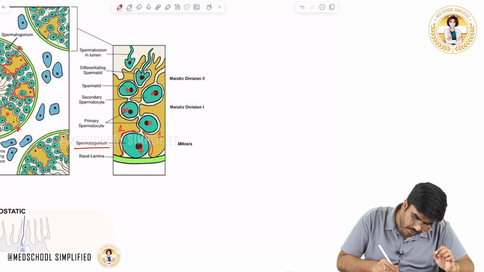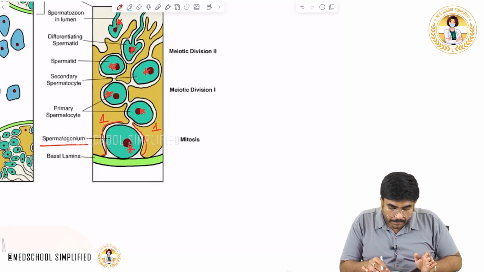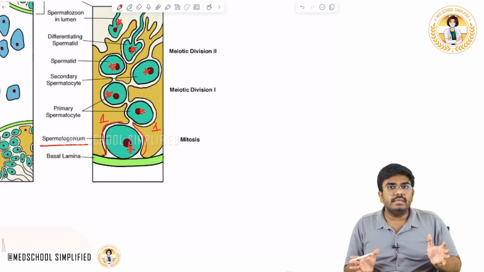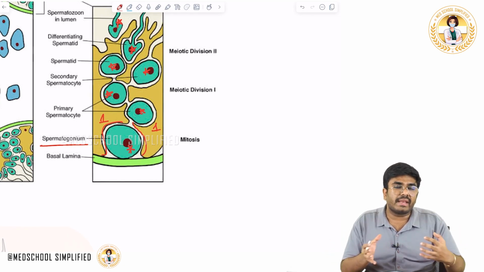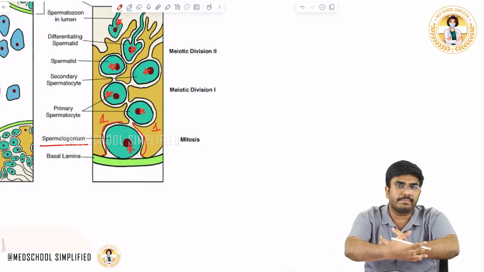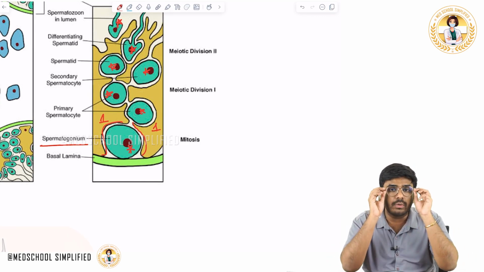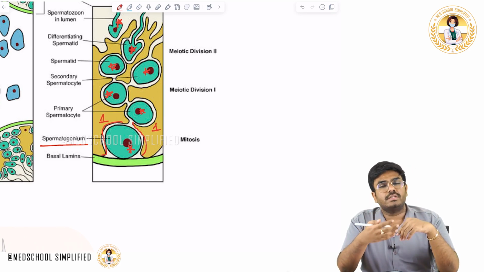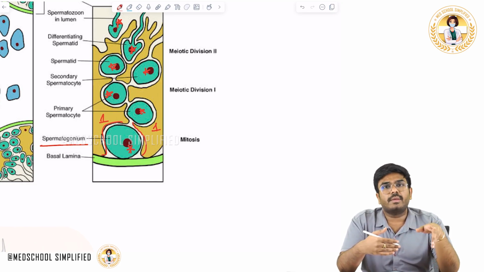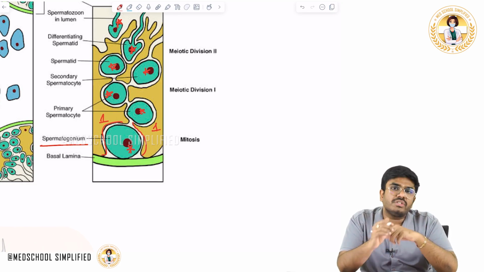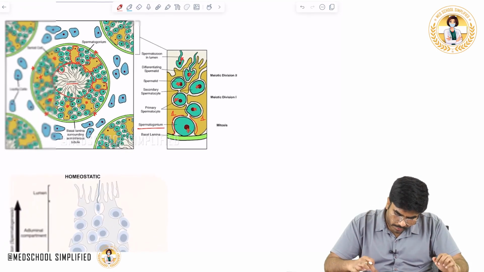This is the secondary spermatocyte. Here is a spermatid. Here is a spermatozoa. Appreciate the image: these Sertoli cells have processes, and they are encompassing totally. They are causing the enclosure around the different stages of the spermatogonia and the spermatocytes, helping in the process of spermatogenesis.